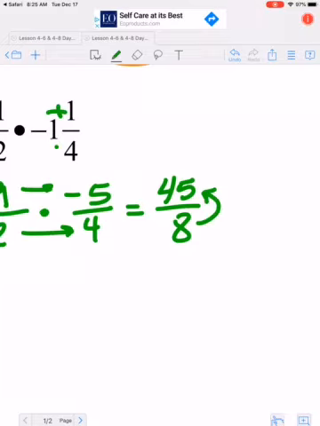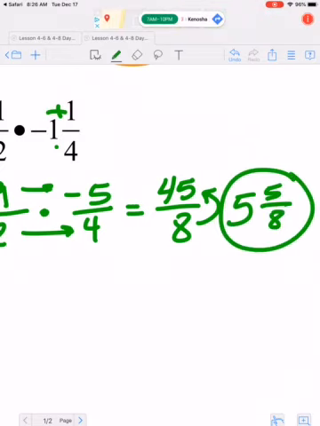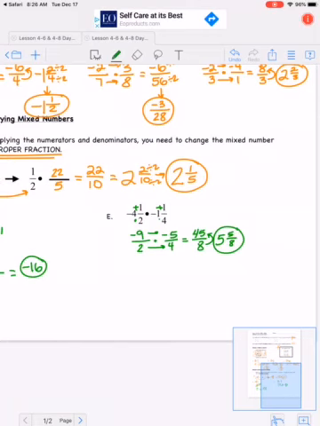And then we're going to see how many times 8 can go into 45. That's going to be 5 times, and then there's 5 out of 8 left over. So 5 and 5/8 would be our final answer. Okay, go ahead and flip it over to the back.